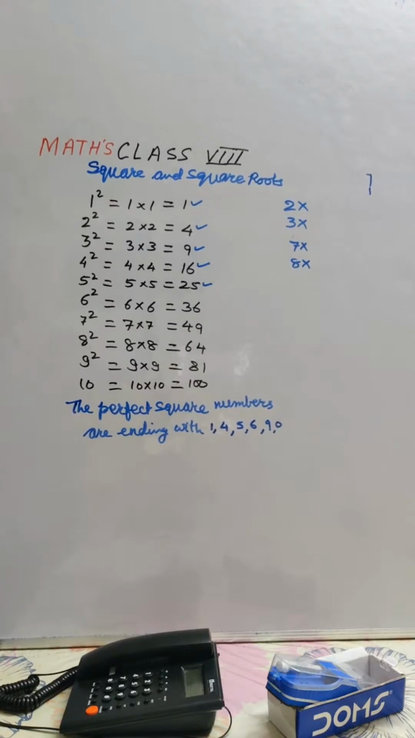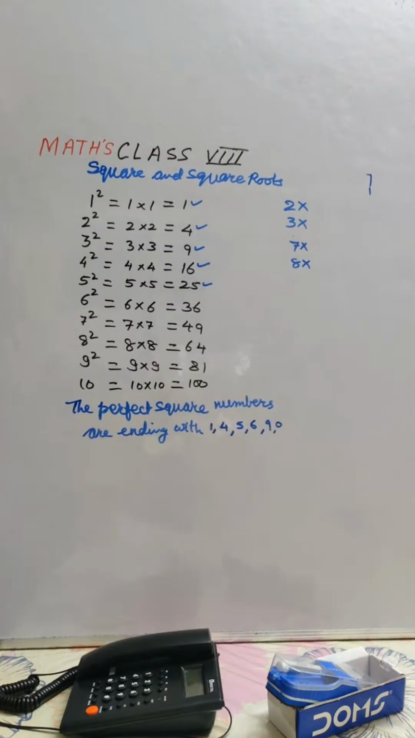Those are perfect squares. Sometime I will tell you how to find the square root of a perfect square number by using long division method. You need to learn long division method. We shall take some questions depending on long division method.